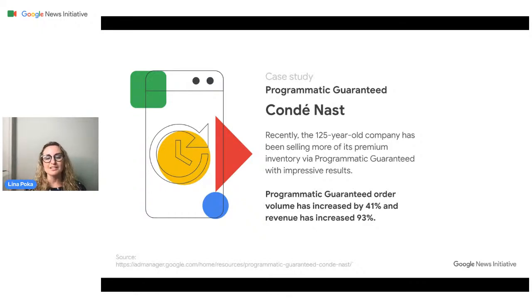Over the last 2 years, the company's programmatic guaranteed order volume has increased by 41%, and revenue has grown by 93%. So let's repeat those numbers because these are really impressive. Over the last 2 years, order volume increased by 41%, revenue growth by 93%. Who doesn't want to see those numbers? And they have naturally outpaced the marketplace norms.